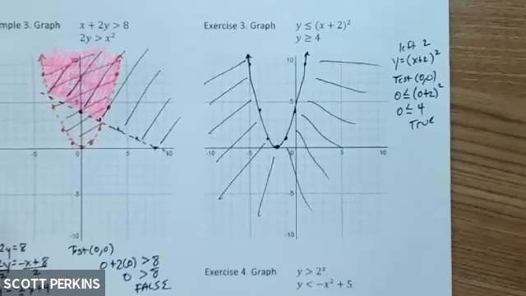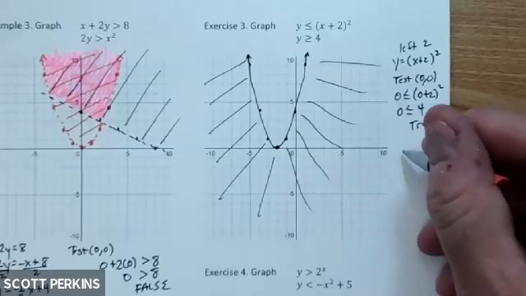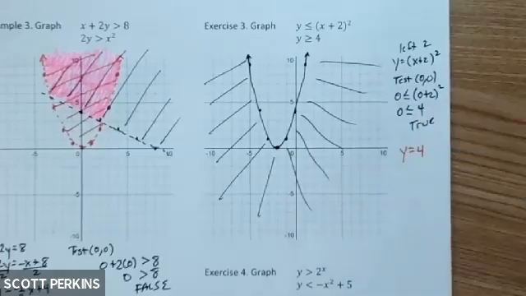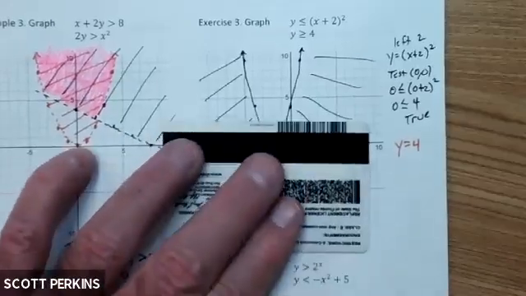Okay, that is wonderful news for me. Now what I'm going to do is the next one, y is greater than or equal to 4. So the boundary is y equals 4. I gave it away earlier and told you that y equals 4 is a horizontal line. It's a horizontal line at the value 4.